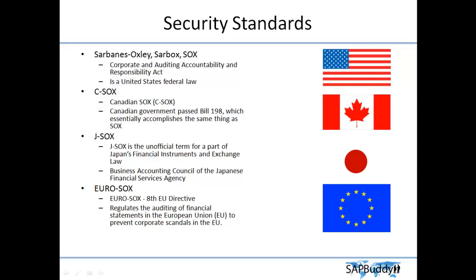Something like JSOX. JSOX is an unofficial name for the Japanese Financial Instruments and Exchange Law. However, most of the topics covered in JSOX come from SOX. EuroSOX is a European Union regulation. It is also based on SOX, but with some changes required for European Union regulations.